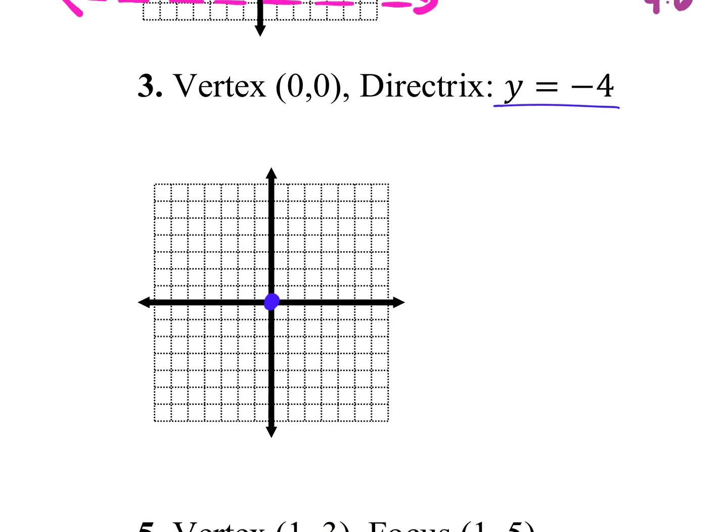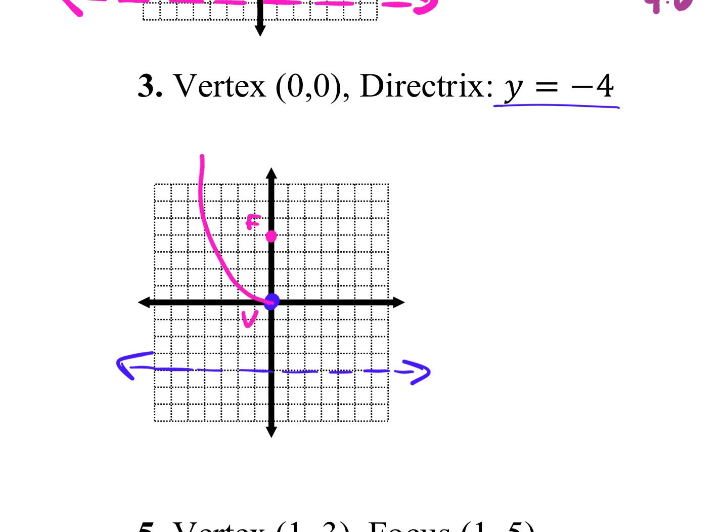Tell me what kind of line is y equals -4? Horizontal. Y equals is always horizontal. So 1, 2, 3, 4, down. So here's your directrix. So where is your focus? Up 4. 1, 2, 3, it would be the opposite. 4. The opposite would be 4.